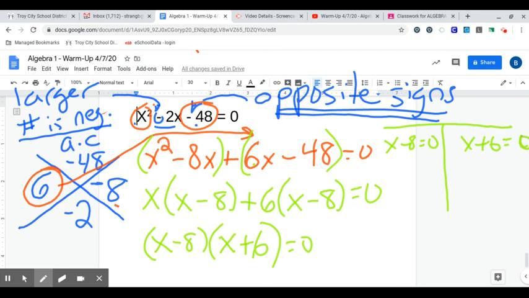So we'd add 8 to both sides on this one. We get x is equal to 8. Minus 6 from both sides. And we get x is equal to minus 6. All right, you guys are going to try your last problem now, and then we're going to get into some graphing. All right, thanks.